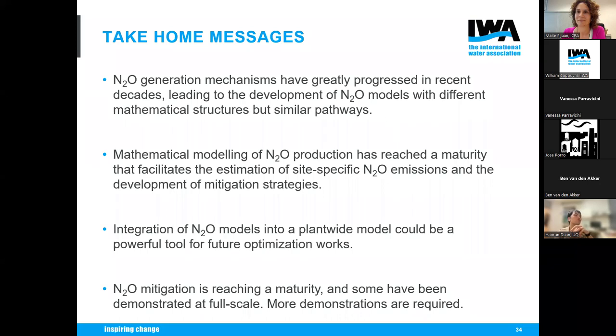Integration of N2O models into a plant-wide model could be a powerful tool for future optimization works. And finally, N2O mitigation is also reaching a maturity, and some have been demonstrated at full scale, but still more demonstrations are required.